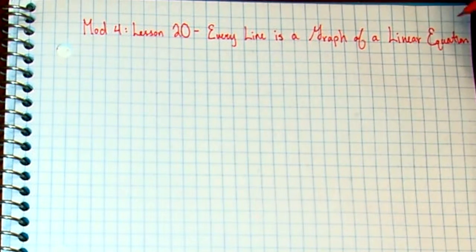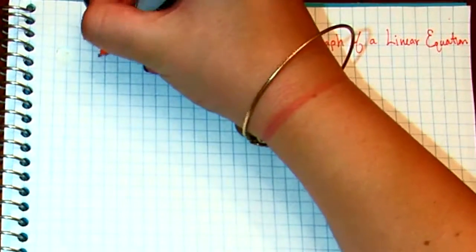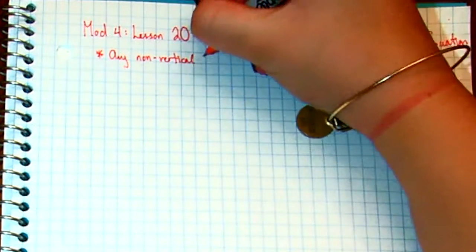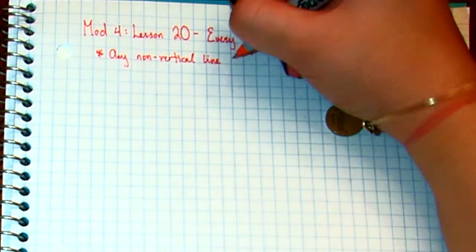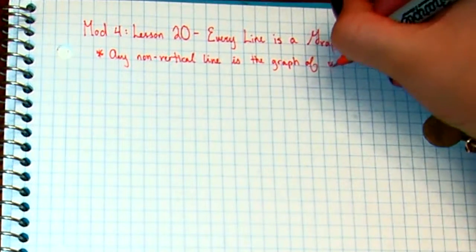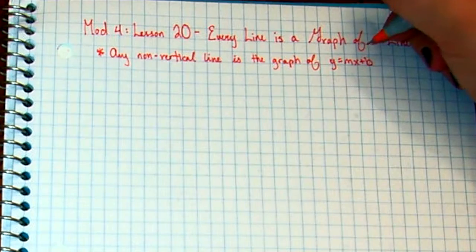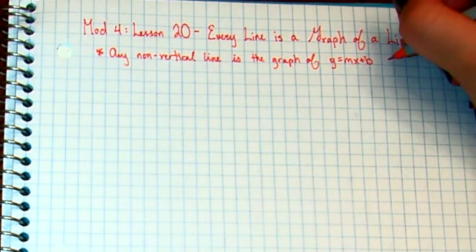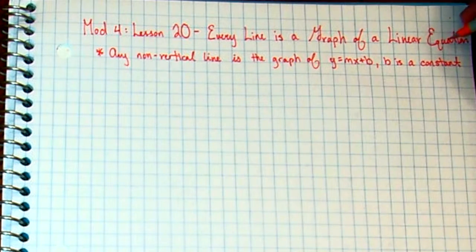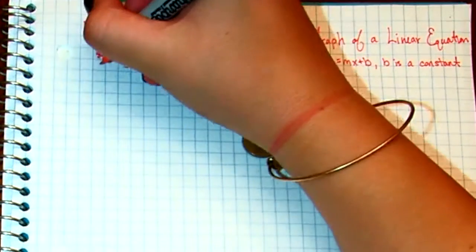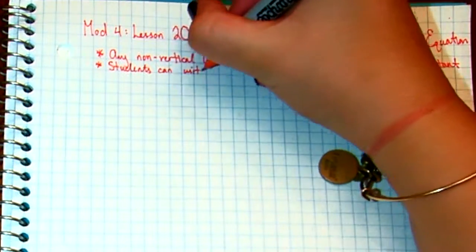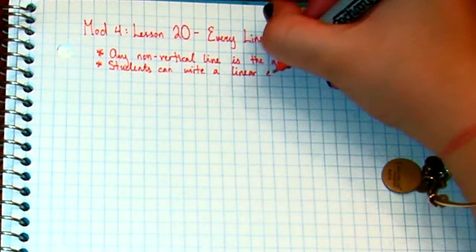And the two key points for this particular lesson: any non-vertical line is the graph of y equals mx plus b, where b is a constant, as well as students can write a linear equation from a graph.